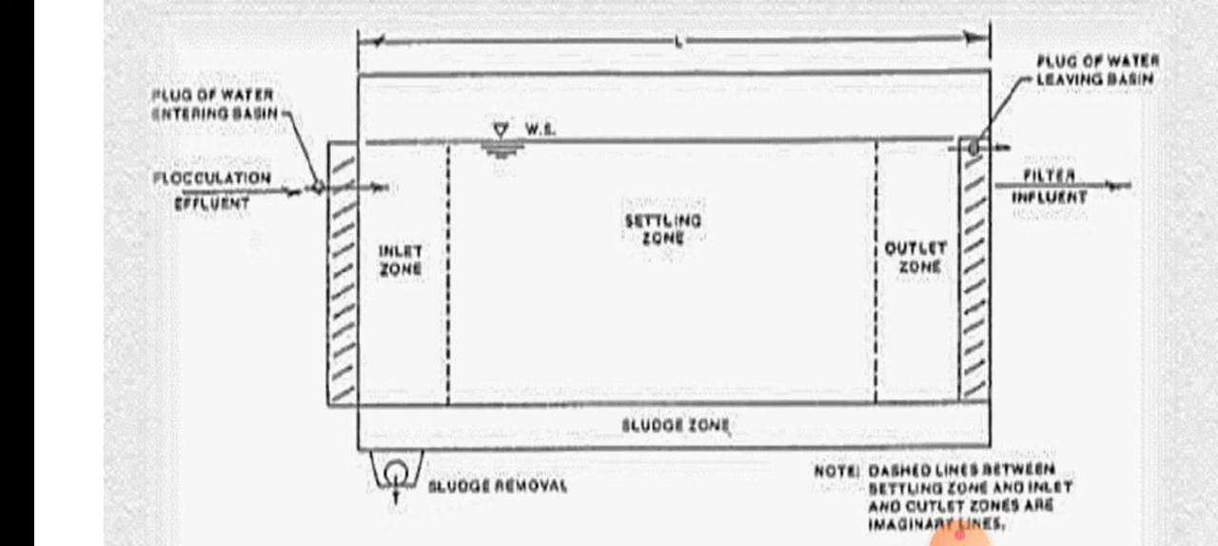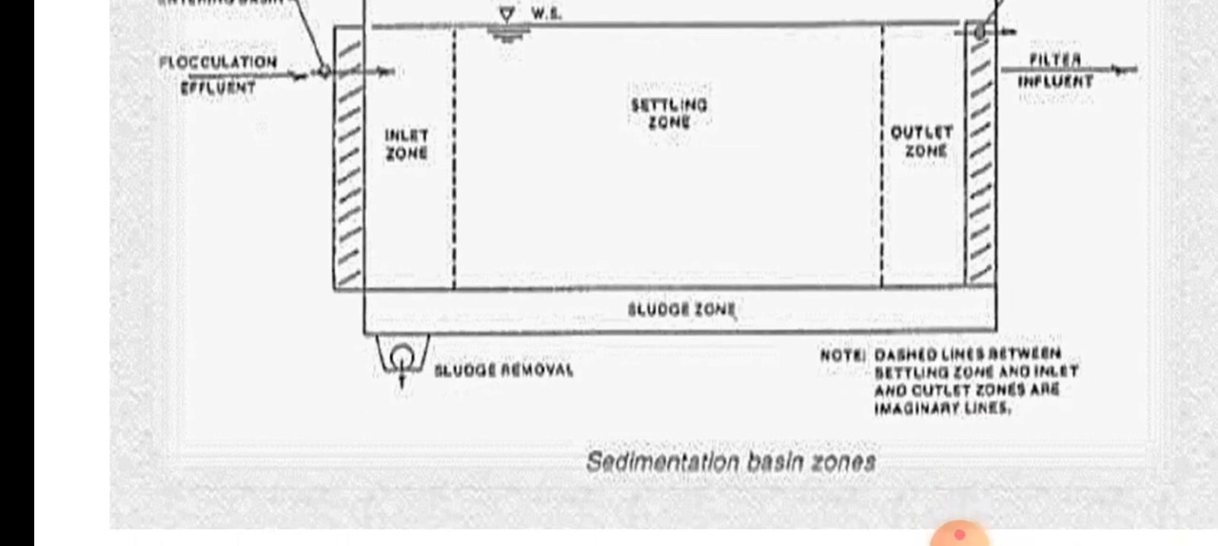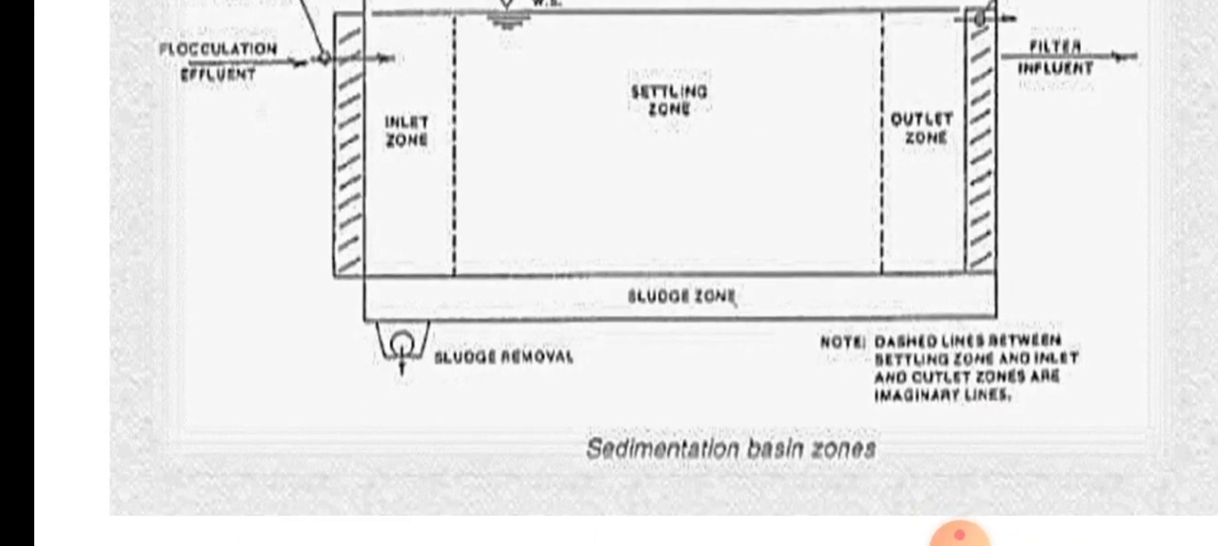So the sludge zone is mainly provided to collect the sludge. After the particles settle to the bottom of the tank, they settle in the zone which we call the sludge zone, and it is usually provided for the collection of the sludge below the settling zone. As you see here in the figure, it is provided below the settling zone. In this way, from this zone we can remove the suspended sludge.